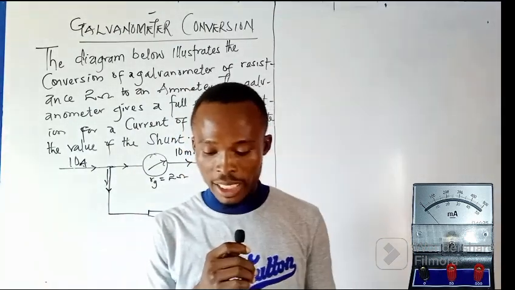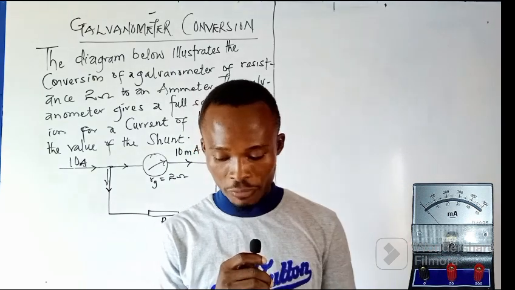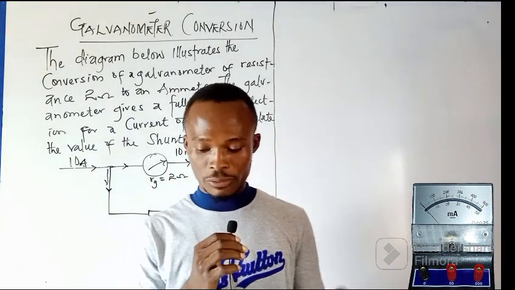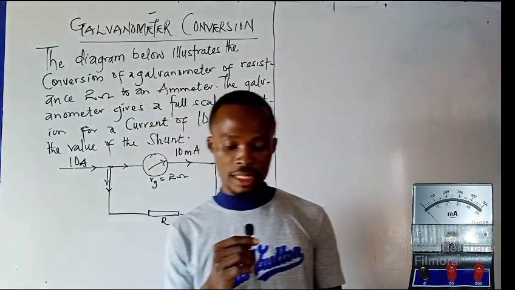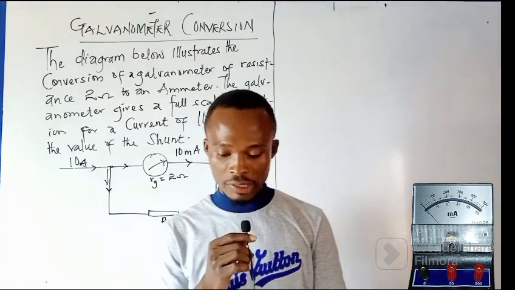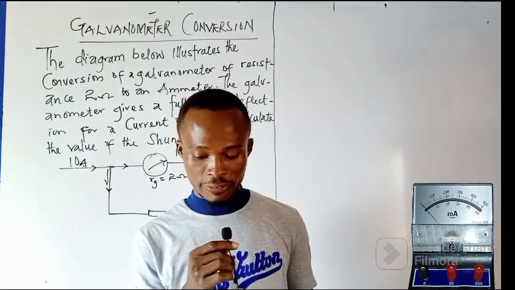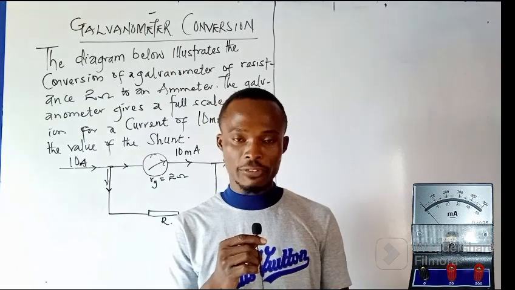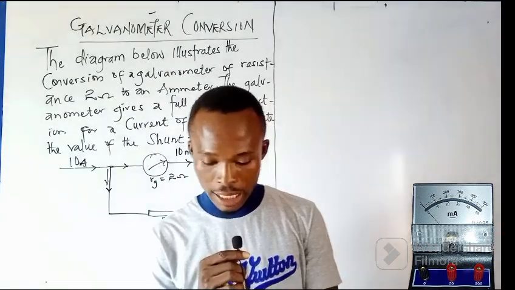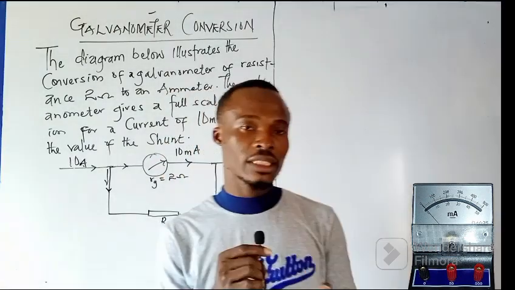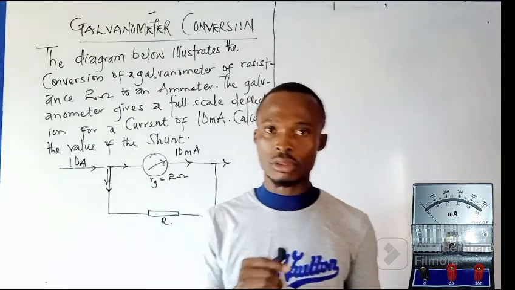The diagram below illustrates the conversion of a galvanometer of resistance 2 ohms to an ammeter. The galvanometer gives a full-scale deflection for a current of 10 milliampere. Calculate the value of the resistance of the shunt.